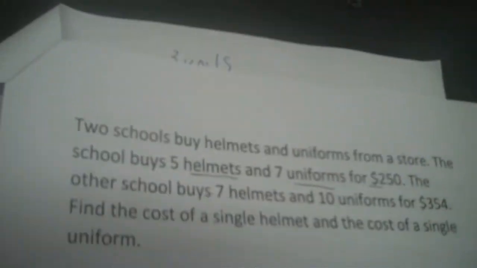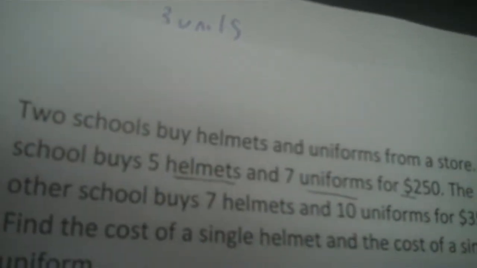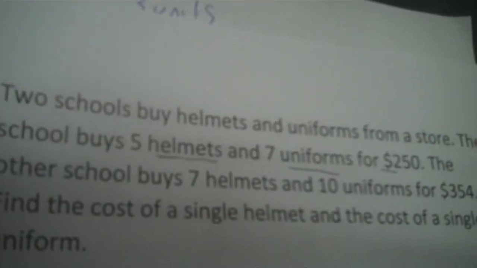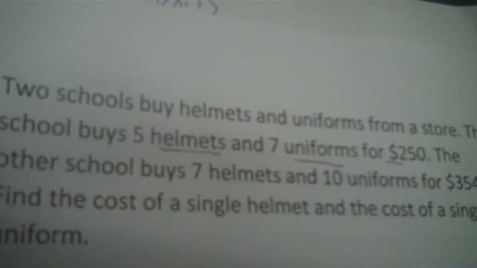Okay, next one. 2 schools buy helmets and uniforms from a store. The school buys 5 helmets and 7 uniforms for $250. The other school buys 7 helmets and 10 uniforms for $354. Find the cost of a single helmet, cost of a uniform. 3 units, okay, so the table kind of makes all the information into a math problem.